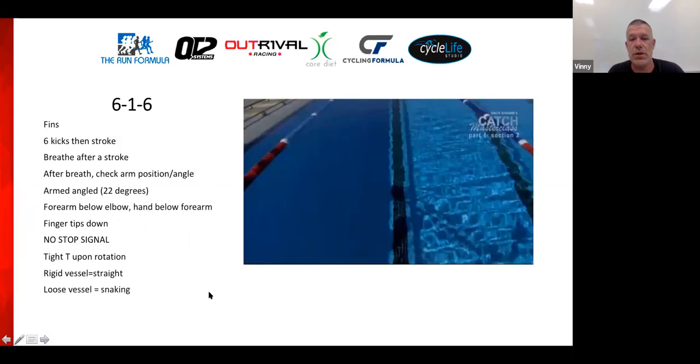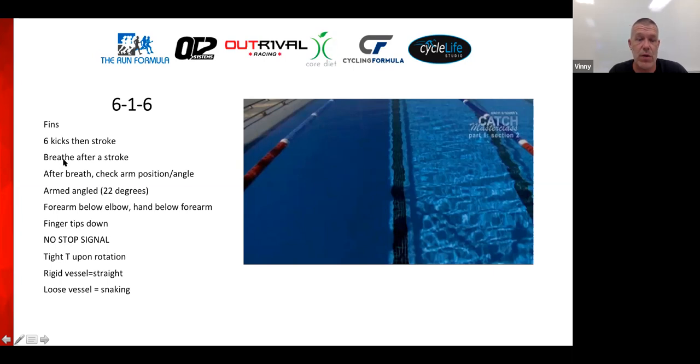The next one is just now adding a stroke to kick on the side. So this is the progression. Once you've mastered kick on the side, now just add a stroke. So 6-1-6 means that you kick 6 times, take a stroke, and then you kick 6 times, take a stroke, and just repeat that process. So again, always use fins. You're going to kick and then take a stroke.